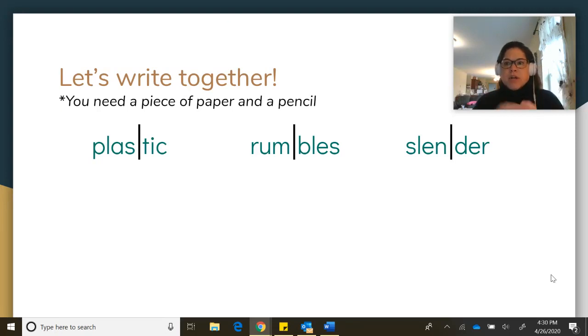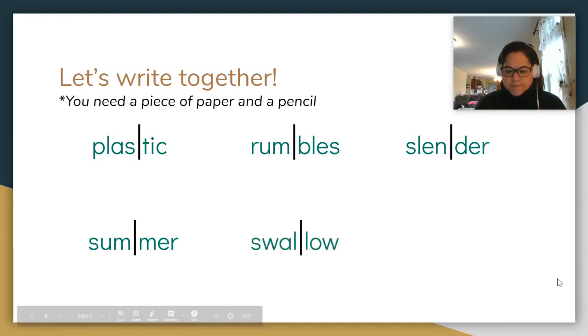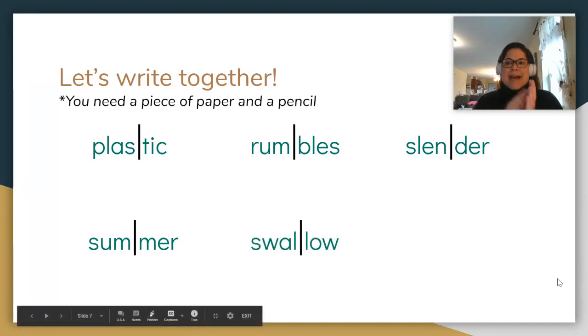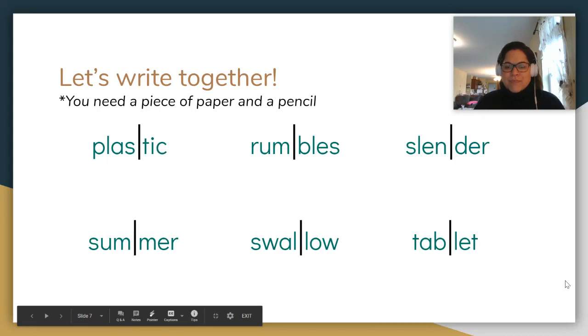Summer. Summer. 2 syllables. First syllable, next syllable, summer. Check your work. Next one, swallow. 2 syllables, swallow. Check your work. And last one, tablet, tablet. 2 syllables, first syllable, tab, et, tablet. And there you go.